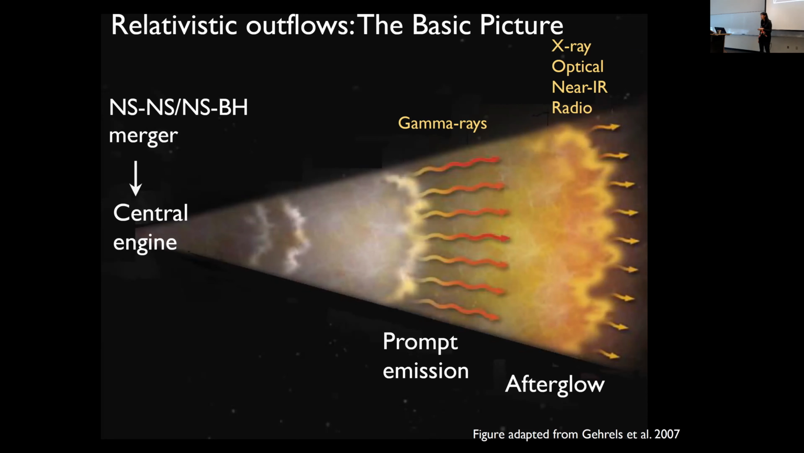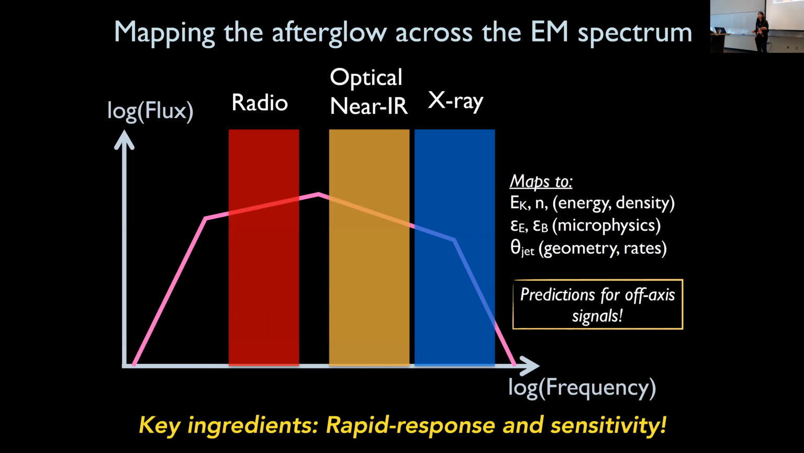And you can see if you map these in various frequencies, so for instance, in the radio, optical, near-infrared, X-ray bands, this maps the fundamental properties of the shock, of the explosion, and of the geometry. In particular, if you are lucky enough to catch the fading afterglow after a gamma ray burst or a merger, and get detections in each of these bands and map its evolution over time on the very fast timescales in which these afterglows occur, then you can hope to understand the fundamental properties.